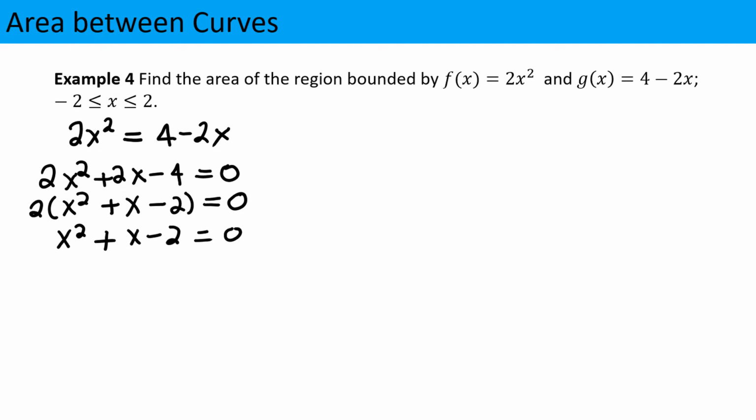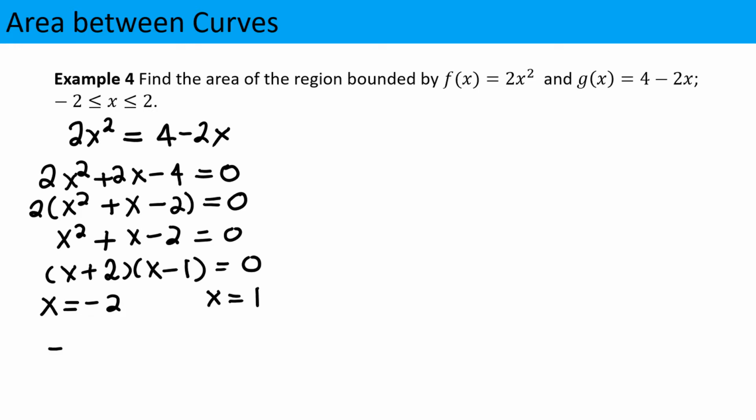Let's factor that quadratic. We're going to have an (x + some number)(x − some number) = 0. The factors of 2 are 2 and 1, we'll put 2 with the plus and 1 with the minus. So when we finish, we get x = −2 and x = 1.